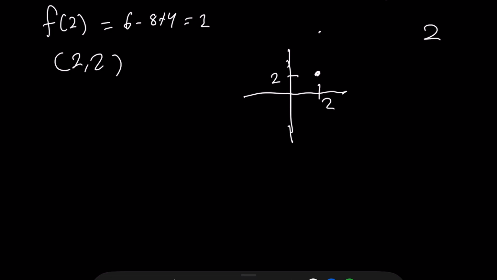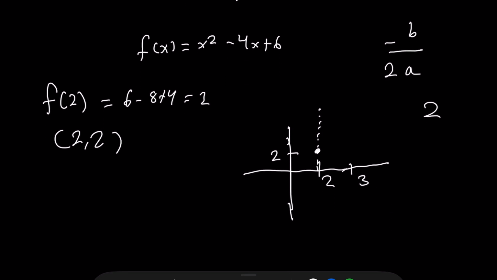Great. Again, we're going to do the same thing. Plug in 3. If you plug in 3, you get 9 minus 12 plus 6. That's equal to 3. And then again, we're going to use the axis of symmetry. So if at 3, this is equal to 3, then at 1, it should also be equal to 3. So there we go.